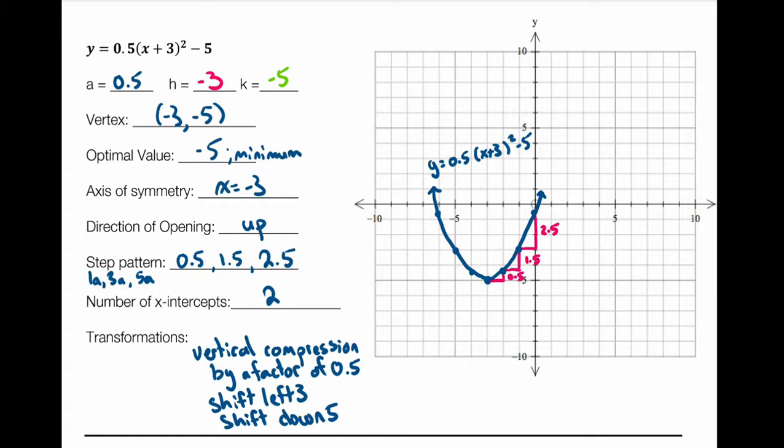To graph it, this one may have been a little tricky because our step pattern was slightly smaller, but the same idea applies. We plot our vertex at -3, -5, then we move over 1, up the first step, or 0.5. There's a point. Move over 1 from that point again, up 1.5. There's our next point. Move over 1 again, up the next step, or 2.5. There's another point. We can repeat that same pattern on the left side, or we can just use the idea of symmetry to fill in the other side. And there is our quadratic.